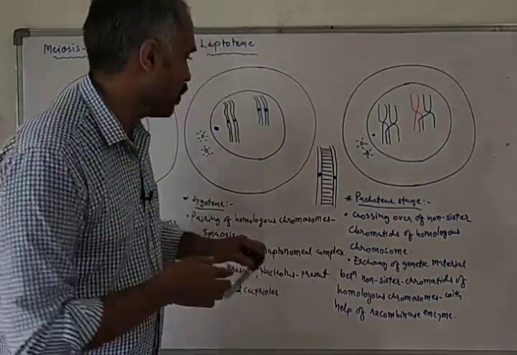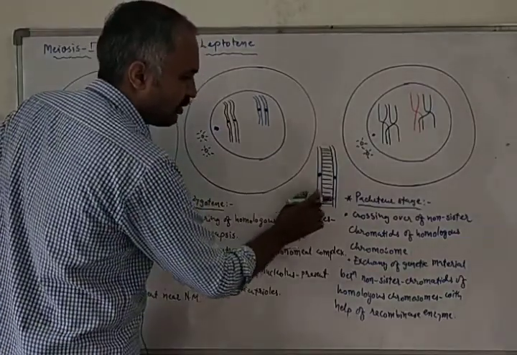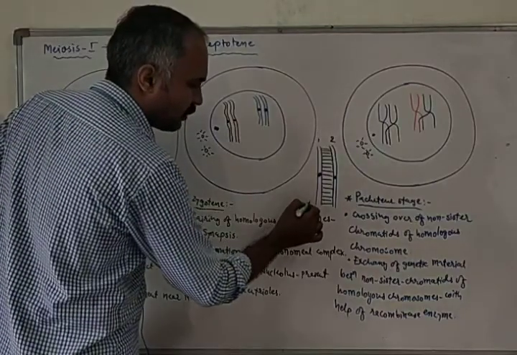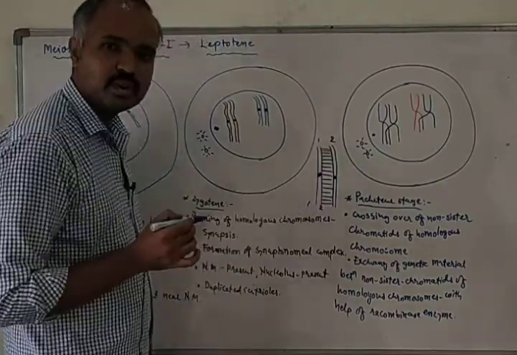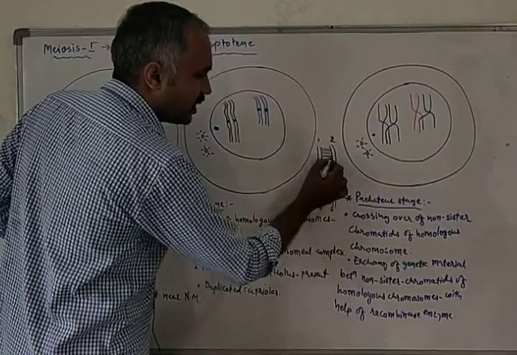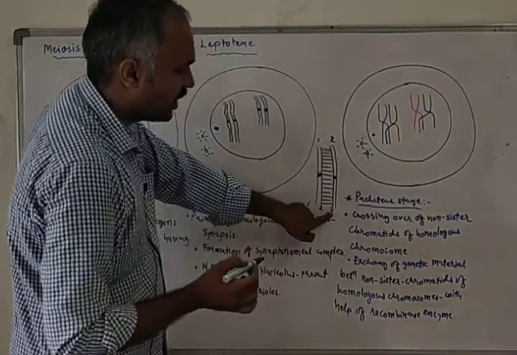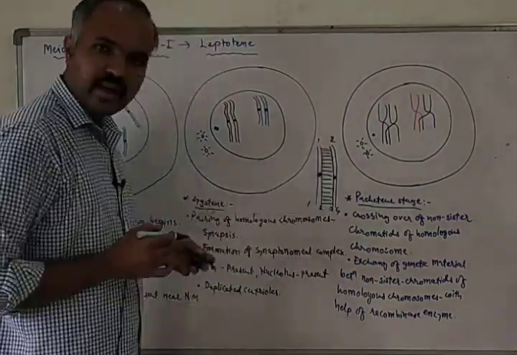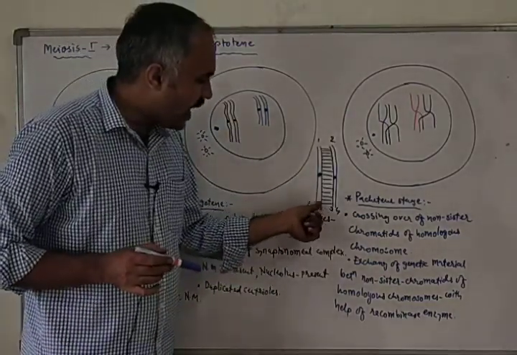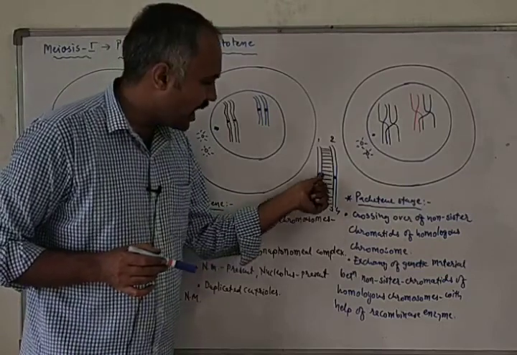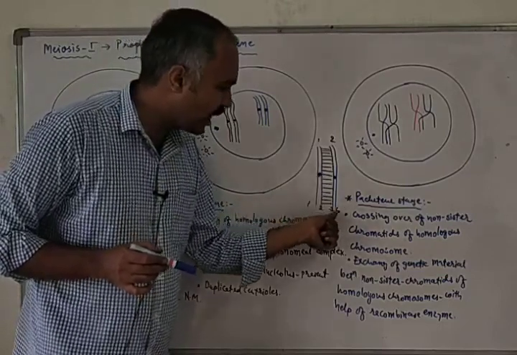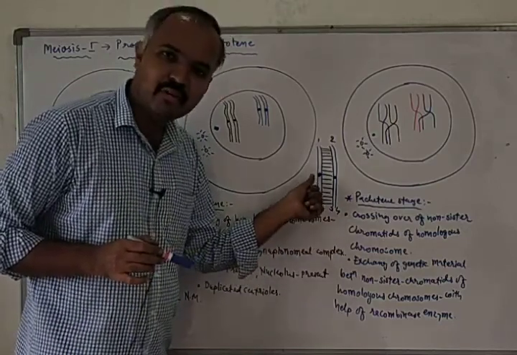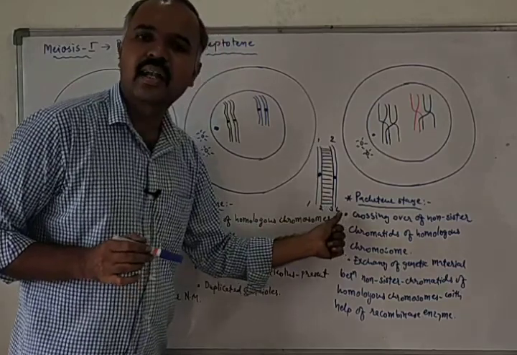So what are non-sister chromatids? See, this is chromosome number 1 and this is chromosome number 2. This is the first chromatid of chromosome number 1, this is the second chromatid of chromosome number 1. I will give the third number to the first chromatid of chromosome 2 and the fourth number to this chromatid. So 1 and 2 are held together by a centromere, and 3 and 4 are also held together by a centromere.